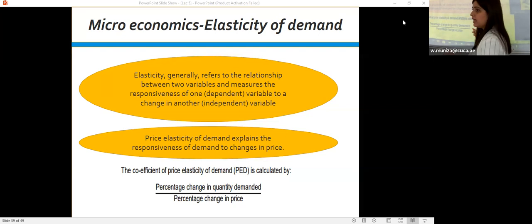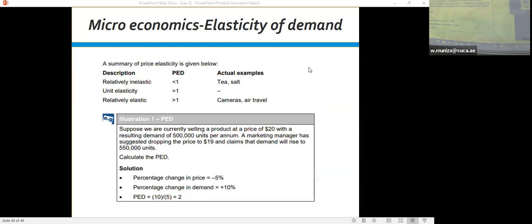The higher the answer is, the more elastic the product is. The lower the answer is, the less elastic the product is. So you can just consider that this is about the percentage changes. The answer would be 1 or greater than 1, or in decimals, etc. So my dear students, you can see the summary of the price elasticity given below.